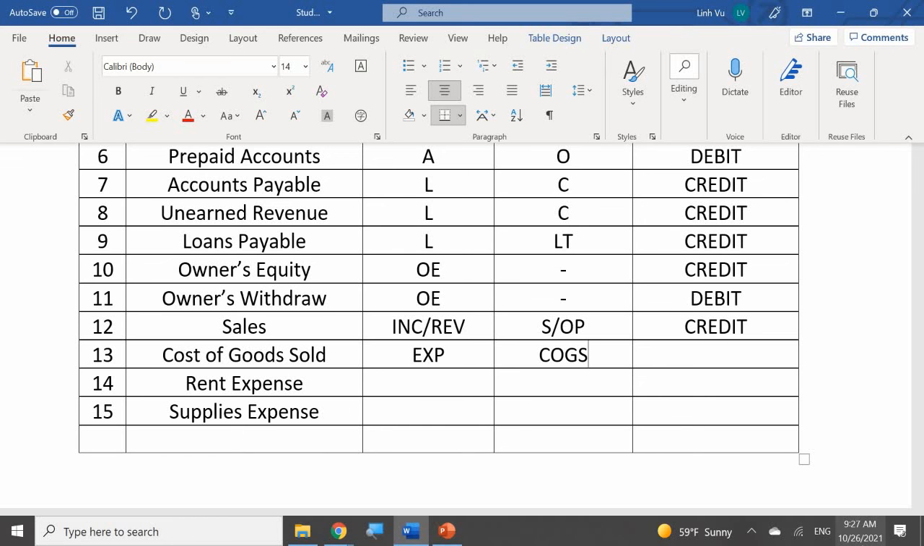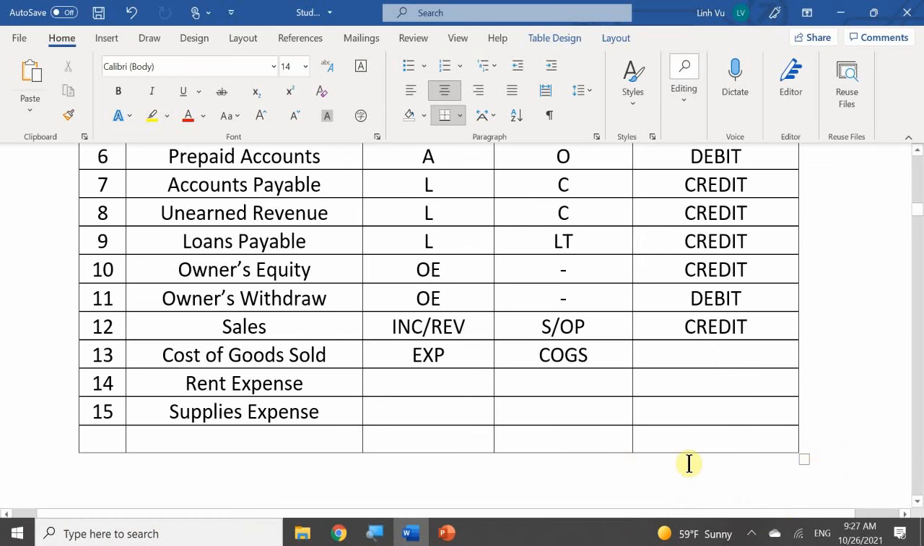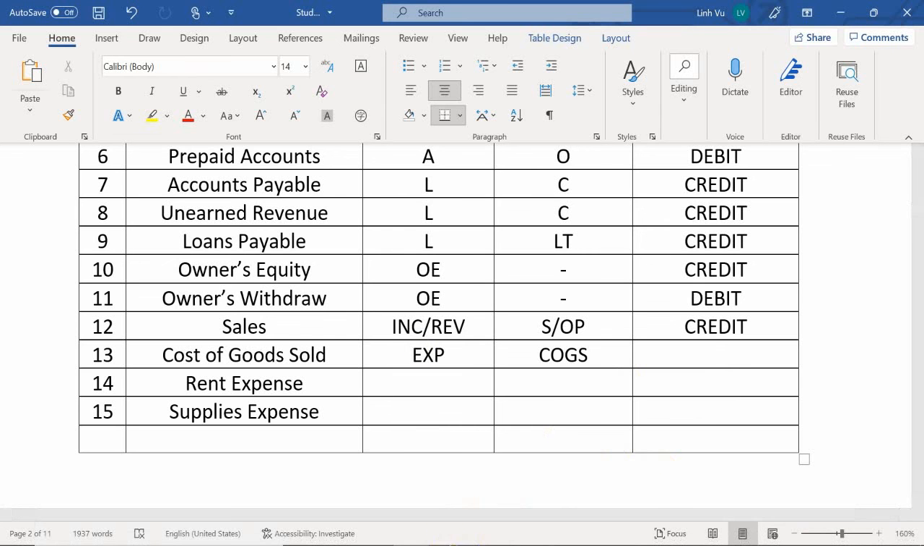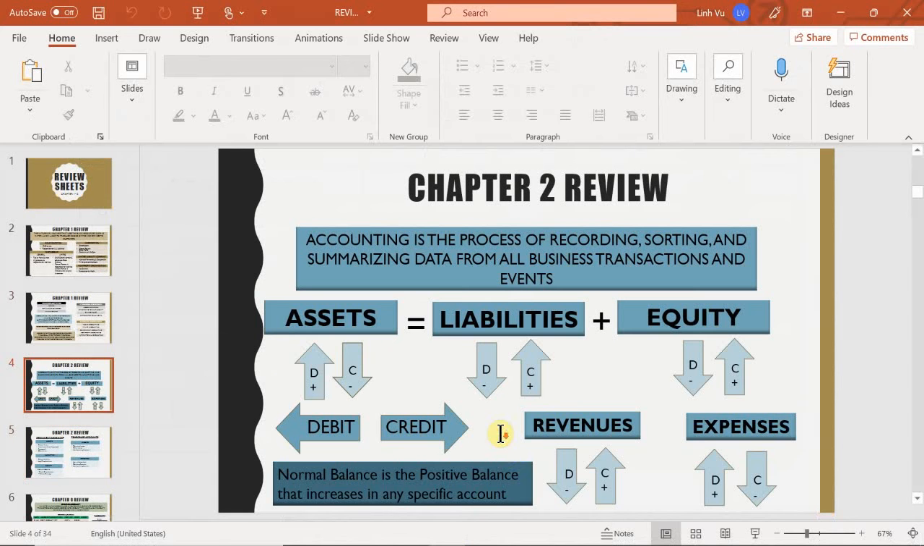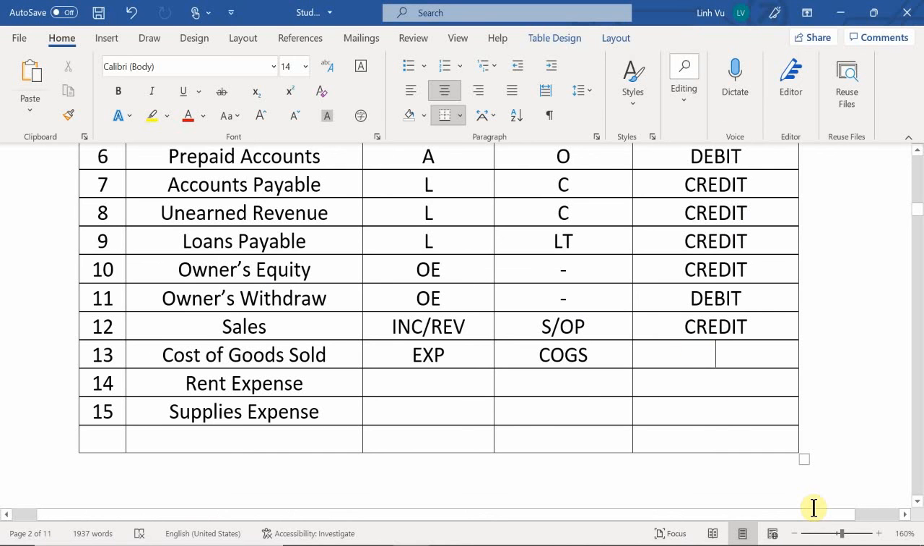Okay. Now in this case, what is the normal balance for cost of goods sold? Not credit. Let's take a look at that accounting model. How do you increase an expense account? You would normally increase it on the debit side, right? Yeah, the debit. Okay. If it's not credit, it's going to be debit.